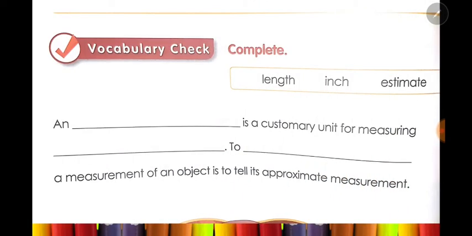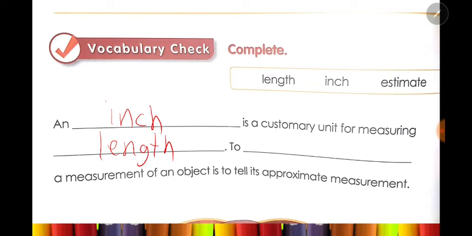Here we have to fill in the blanks. We have length, inch, and estimate. Number one, an inch is a customary unit for measuring. What is the unit we use? Perfect, inch. So you will write inch. Measuring what? Do you measure estimate or do you measure length? Perfect, I'm measuring length.